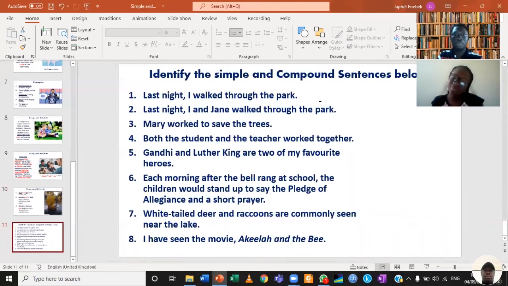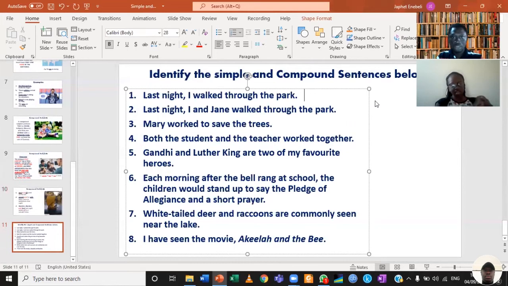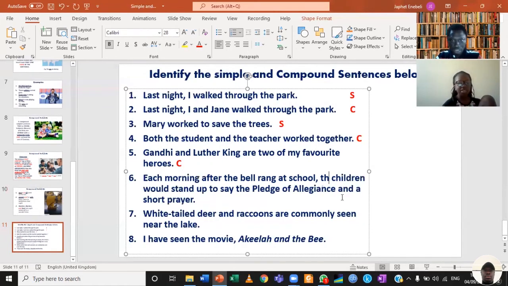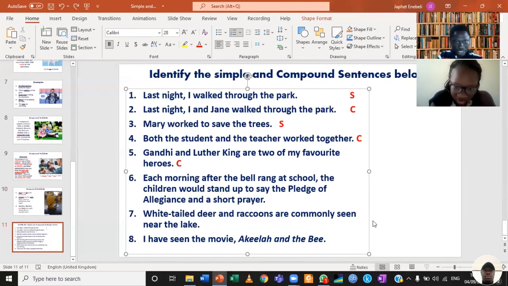Now for question 1, simple or compound? Simple. Simple, correct. Number 2? Compound. Compound. Keep shooting. You are there. Simple. Simple. Compound. Compound. Compound. Number 5, compound, correct? That one, number 6, is compound. Number 6 is what? Compound. Look harder.